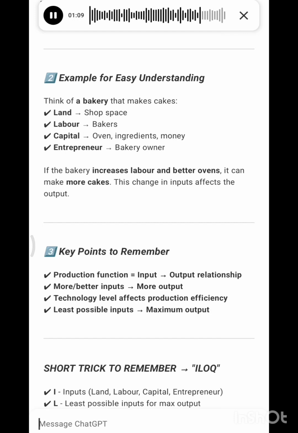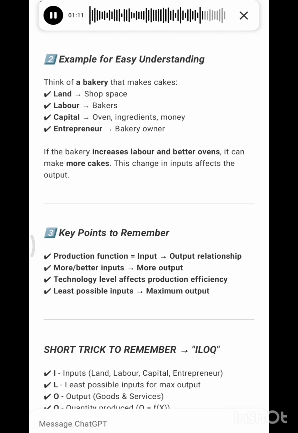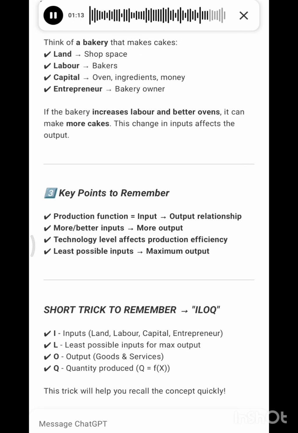Short trick to remember: ILOQ. I: Inputs, land, labor, capital, entrepreneur. L: Least possible inputs for max output. O: Output, goods and services. Q: Quantity produced, Q equals F(X). This trick will help you recall the concept quickly.